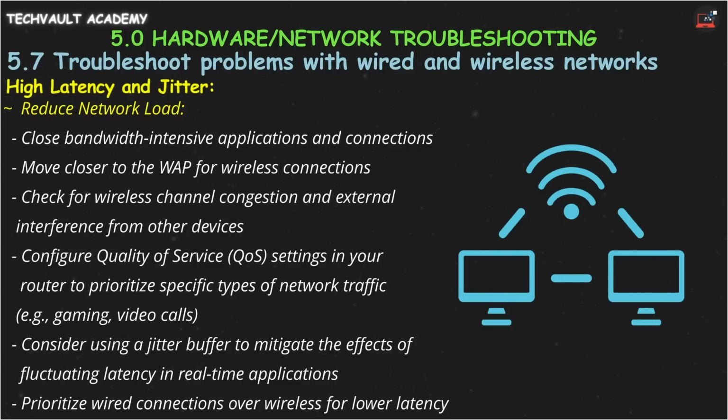Configure quality of service, QoS, settings in your router to prioritize specific types of network traffic, e.g., gaming, video calls. Consider using a jitter buffer to mitigate the effects of fluctuating latency in real-time applications. Whenever possible, prioritize wired connections over wireless for lower latency.